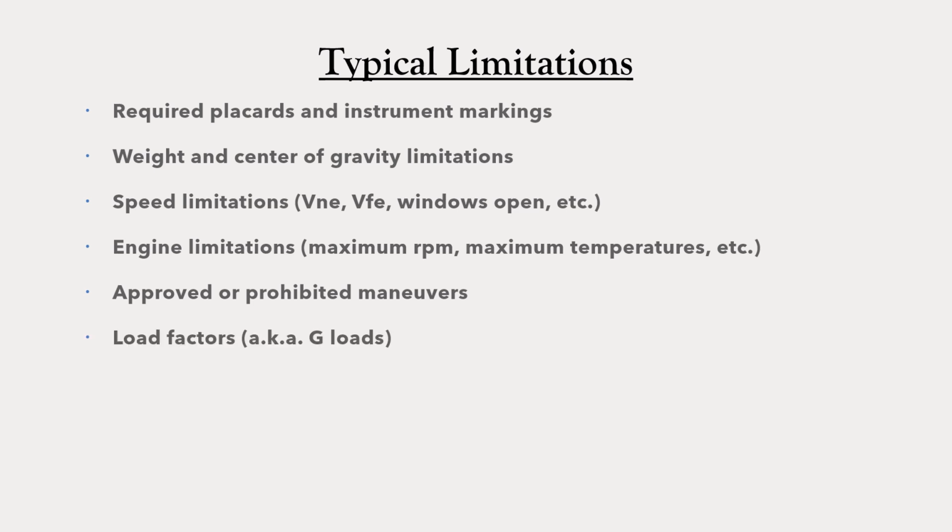Load factors. Some aircraft are certified up to, say, 3.8 G's of loading. Others, it may be a higher number. Approved fuels. Can you use less than 100 low lead fuel in this airplane? Some airplanes are approved for automotive fuel, sometimes with a restriction that it not have alcohol in it.